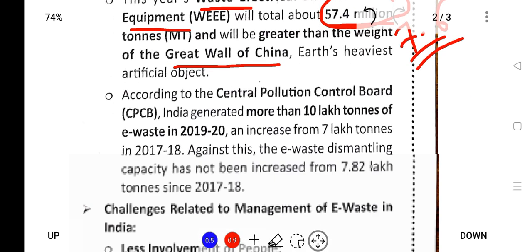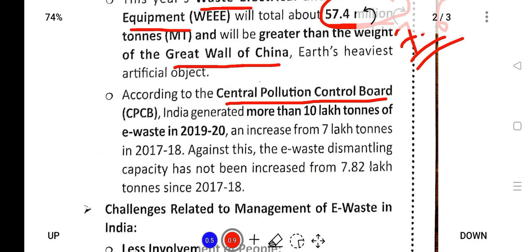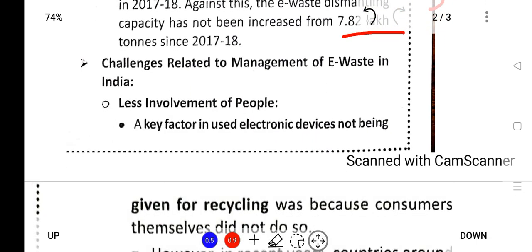And according to the Central Pollution Control Board, India generated more than 10 lakh tonnes of e-waste in 2019 to 2020, from 7 lakhs. That is, an additional 3 lakhs increase has been seen in e-waste production. However, this has not resulted in proper disposal of the e-waste, and it has not increased from 7.8 lakhs. So what are the challenges related to the management of e-waste in India?